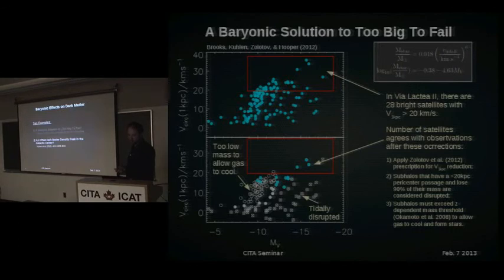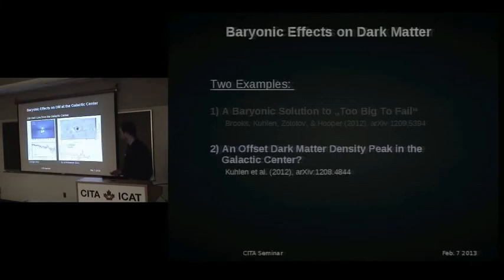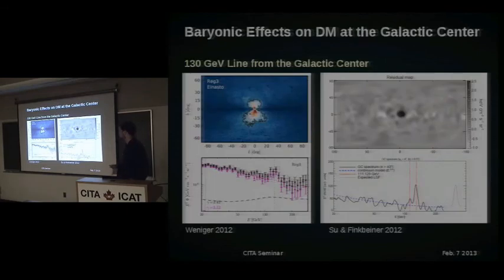Right, so that was the first example. The second example I wanted to go over is what's going on at the galactic center, the dark matter distribution at the galactic center. This is going back to the dark matter detection efforts, the indirect detection. It's motivated by a reported signal of a line in the gamma rays at 130 GeV, first pointed out in a paper by Christoph Weniger, and a bit later by Su and Finkbeiner, and many others have also written papers pointing out this feature and analyzing it.